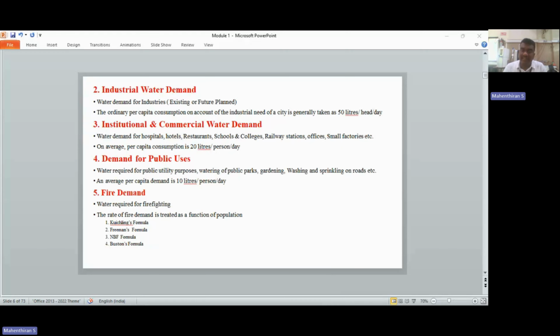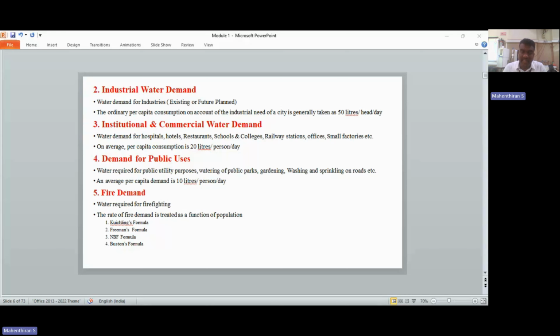Industrial water demand refers to the amount of water required for industries within a city, whether they are already existing or planned for future development. Now, industries use water for multiple purposes. The first ones are manufacturing processes, cooling systems, cleaning and washing, boiler feed water, and transportation of materials.